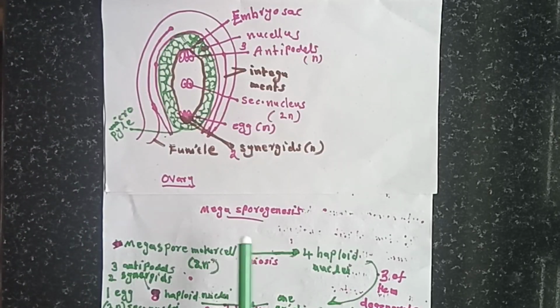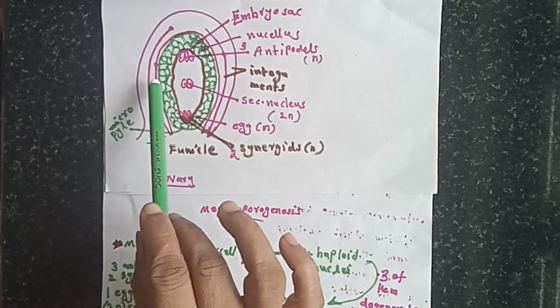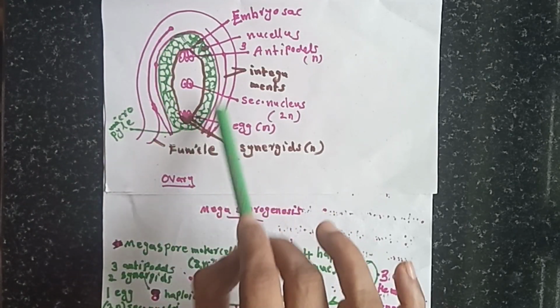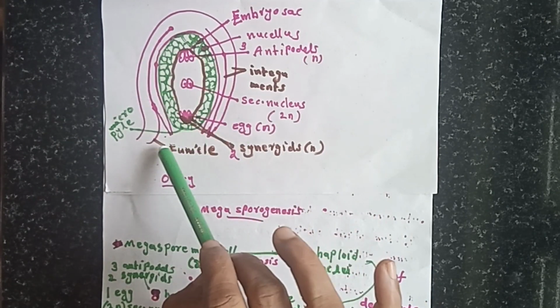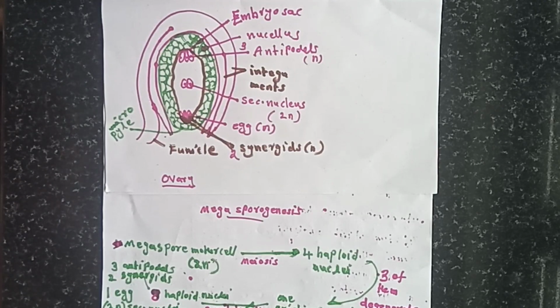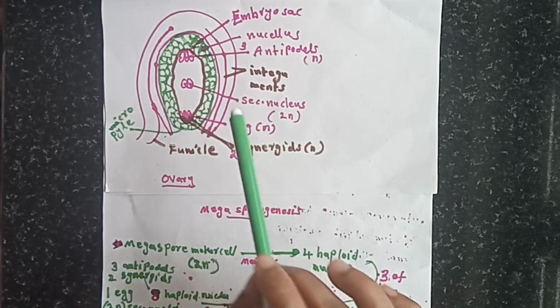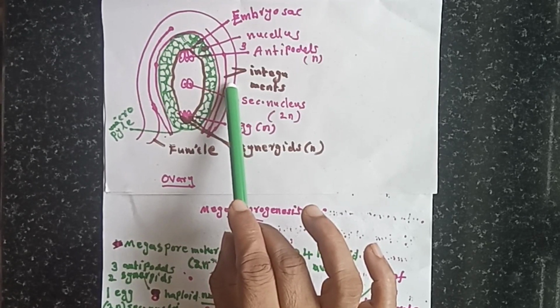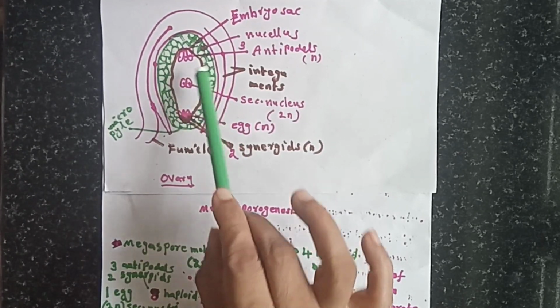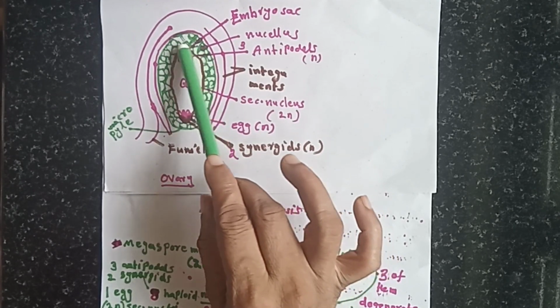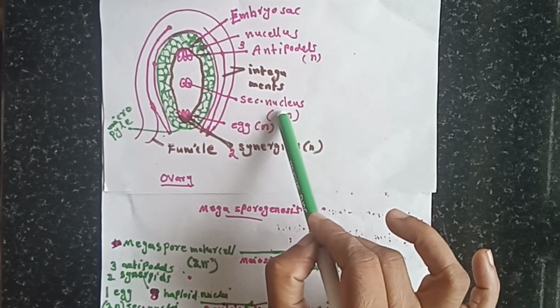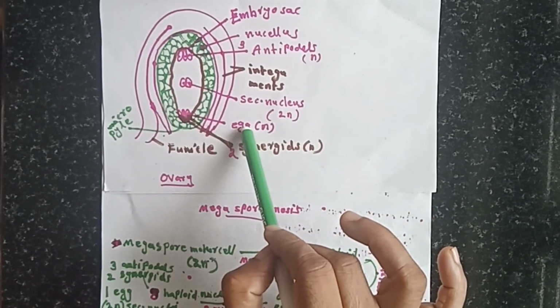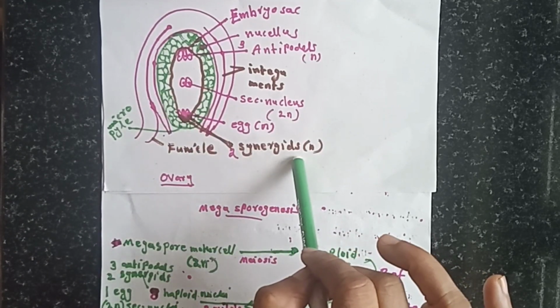Then we discuss megasporogenesis. This is the structure of a typical ovary. Ovary with ovule. This is a single ovule. Here we see 2 integuments, nucellus, and embryo sac. In the embryo sac we can see 1 haploid secondary nucleus, the middle haploid egg cell, and 2 haploid synergids.